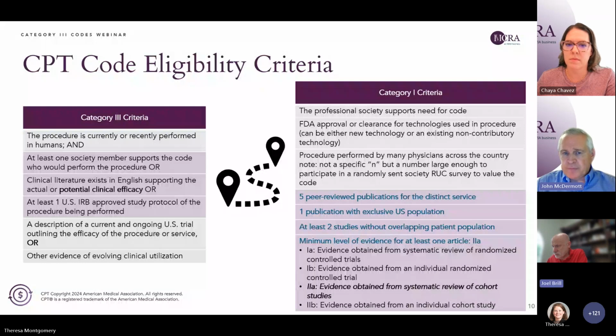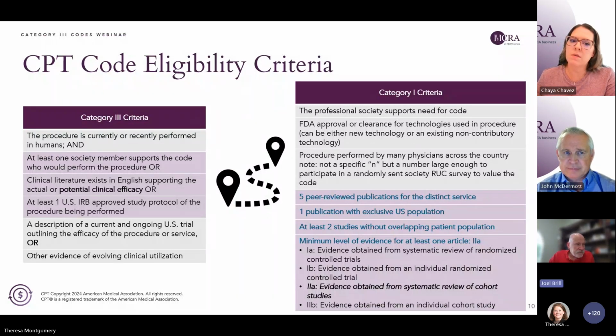So Joel, this widespread use thing, I think it drives the industry crazy. And in my mind, that is usually the big delay or explains why it takes so long to go from Category 3 to Category 1. But what's your perspective on demonstrating widespread use?